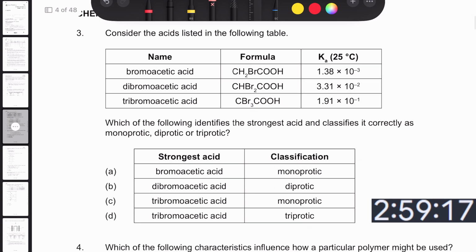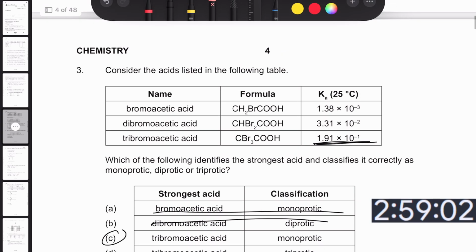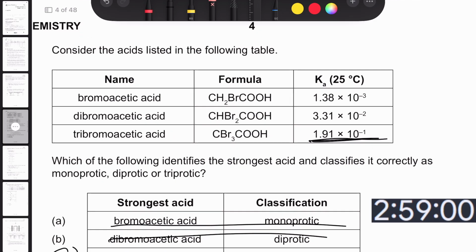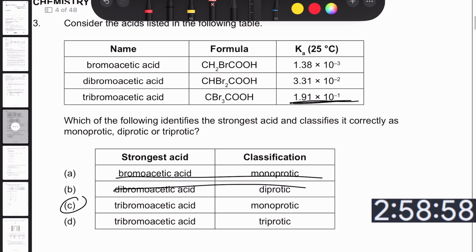Consider the acids in the following table. Which of the following identifies the strongest acid and classifies it accordingly? So the strongest acid is going to have the biggest K value, so it's going to be the tri-whatever. And you can only get rid of that one acid. Make sure that's right. Looks correct.